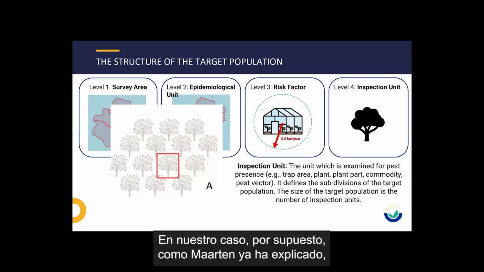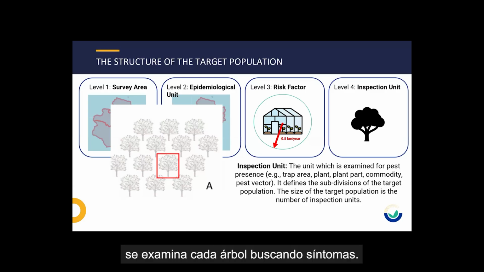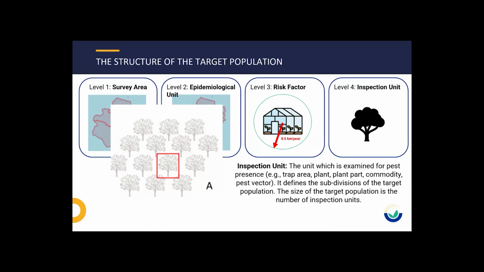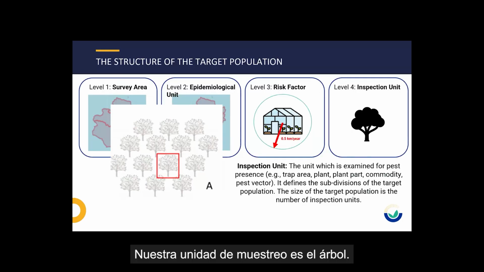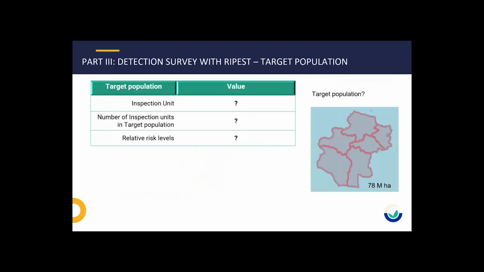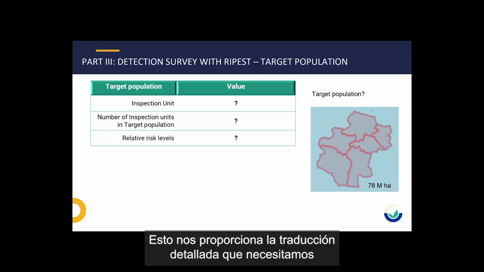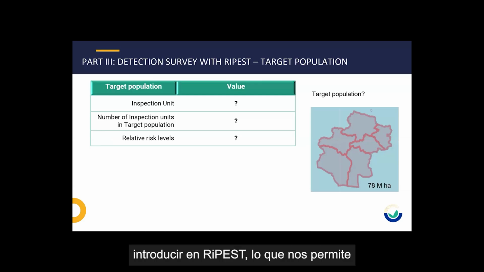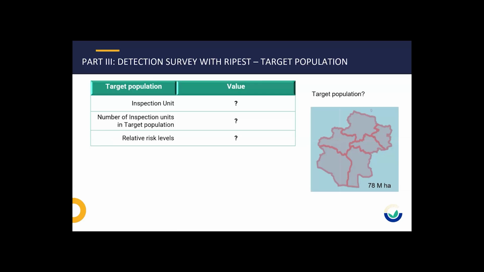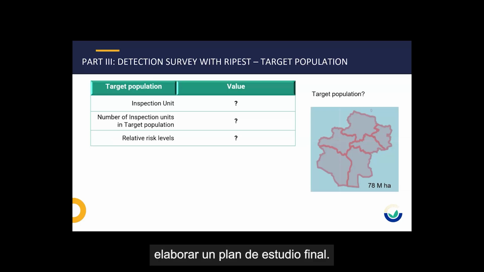And in our particular case, of course, as Martin was already explaining, how you find symptoms, you are addressing an individual tree. So our inspection unit is the individual tree. With that, we have reminded ourselves about the structuring of the target population, and we can turn to part 3. That gives us the translation into the detailed input that we need to feed Ripest to make it possible to give us a survey plan at the end.